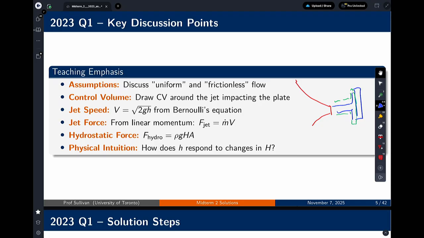You've done enough tank problems that you know that the velocity out of the left tank is going to be square root 2gh. I'll go through a more detailed solution. You have linear momentum, which is where you're going to have a force, which is m dot v. Hydrostatic force is stuff you did in chapter 2. And how do you get h to correspond to cap H?